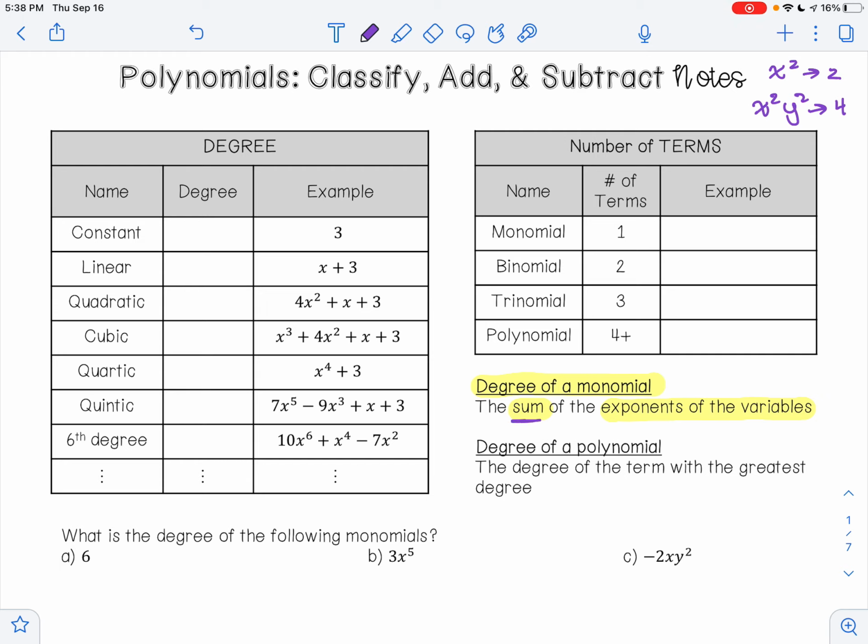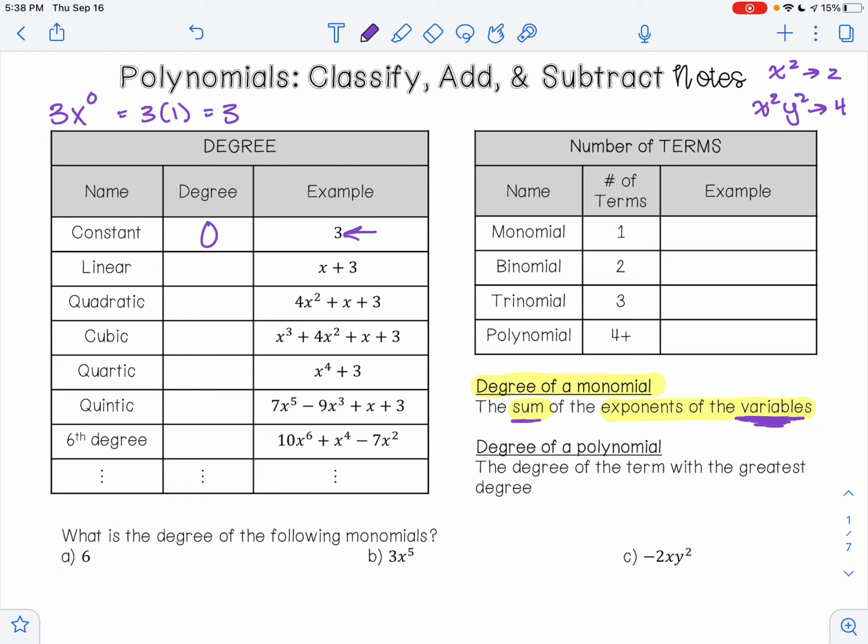So if we have a constant, remember a constant is just a number, no variable, then that has a degree of 0. Because we're always talking about the exponent of the variables. And so because this 3 does not have a variable, its degree is 0. Because 3 times x to the 0th power, remember anything to the 0th power is 1, so that would be 3 times 1, which is 3. So that is why a constant has a degree of 0.